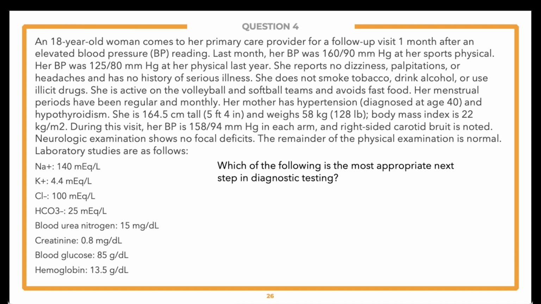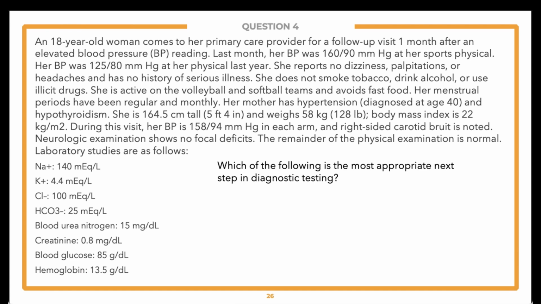An 18-year-old woman comes to her primary care provider for a follow-up visit 1 month after an elevated blood pressure reading. Last month, her BP was 160/90 at her sports physical. Her BP was 125/80 at her physical last year. She reports no dizziness, palpitations, or headaches, and has no history of serious illness. She does not smoke tobacco, drink alcohol, or use illicit drugs. She is active on the volleyball and softball teams and avoids fast food. Her menstrual periods have been regular and monthly.